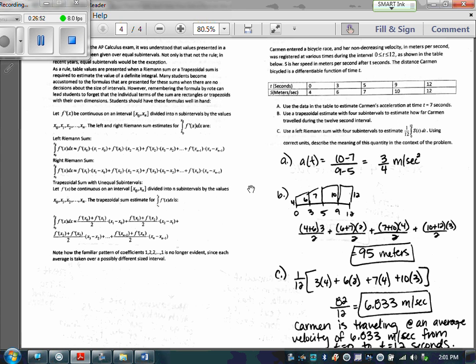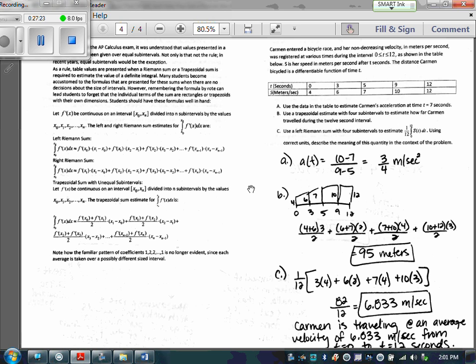The average. Average rate. The average rate, first 12 seconds. Using correct units, so I need units on there. Describe the meaning of the quantity in the context of the problem. So you're going to use Riemann sums, that means rectangles. So again, go back to your picture of your increasing function. Use left endpoints, that's going to be key too.